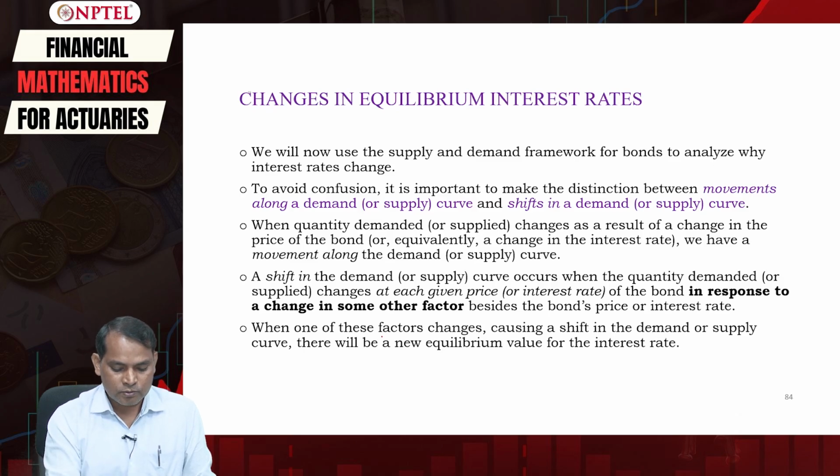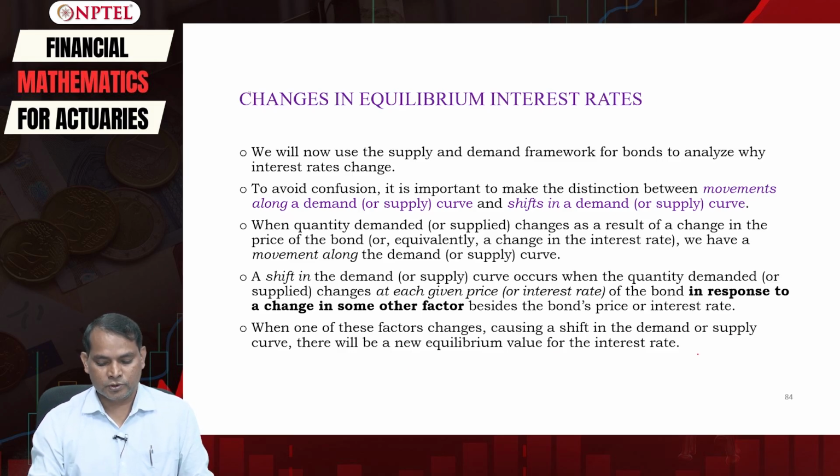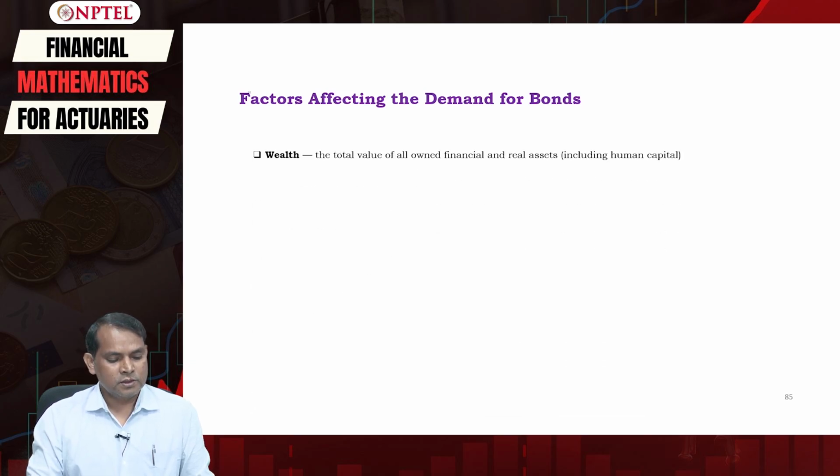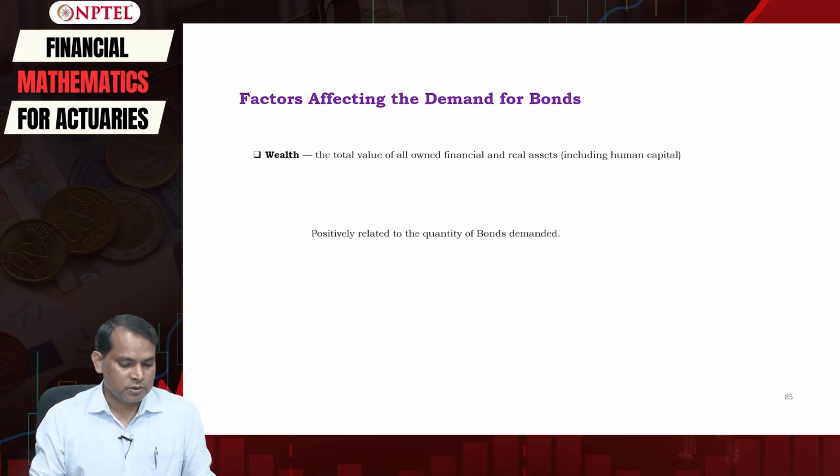When one of these factors changes, causing a shift in the demand or supply curve, there will be a new equilibrium value for the interest rate. So what are the factors affecting the demand for bonds? Let us understand this first. The most important factor that can influence the demand for bonds is wealth or income.